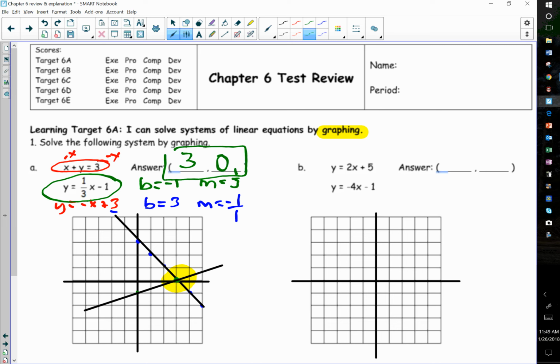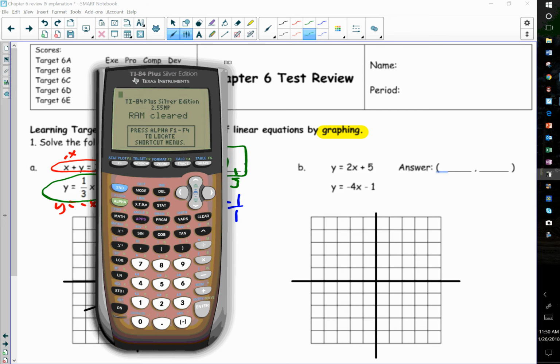For the second equation, they're both written in slope-intercept form, so you could graph them the same way you did the first one, but I also showed you how to use your graphing calculator in class. So if you wanted to, you could take out your graphing calculator and enter the equations by hitting the y equals button. And then you enter the first equation, 2x plus 5. Enter the second equation, negative 4x minus 1. And then you graph them.